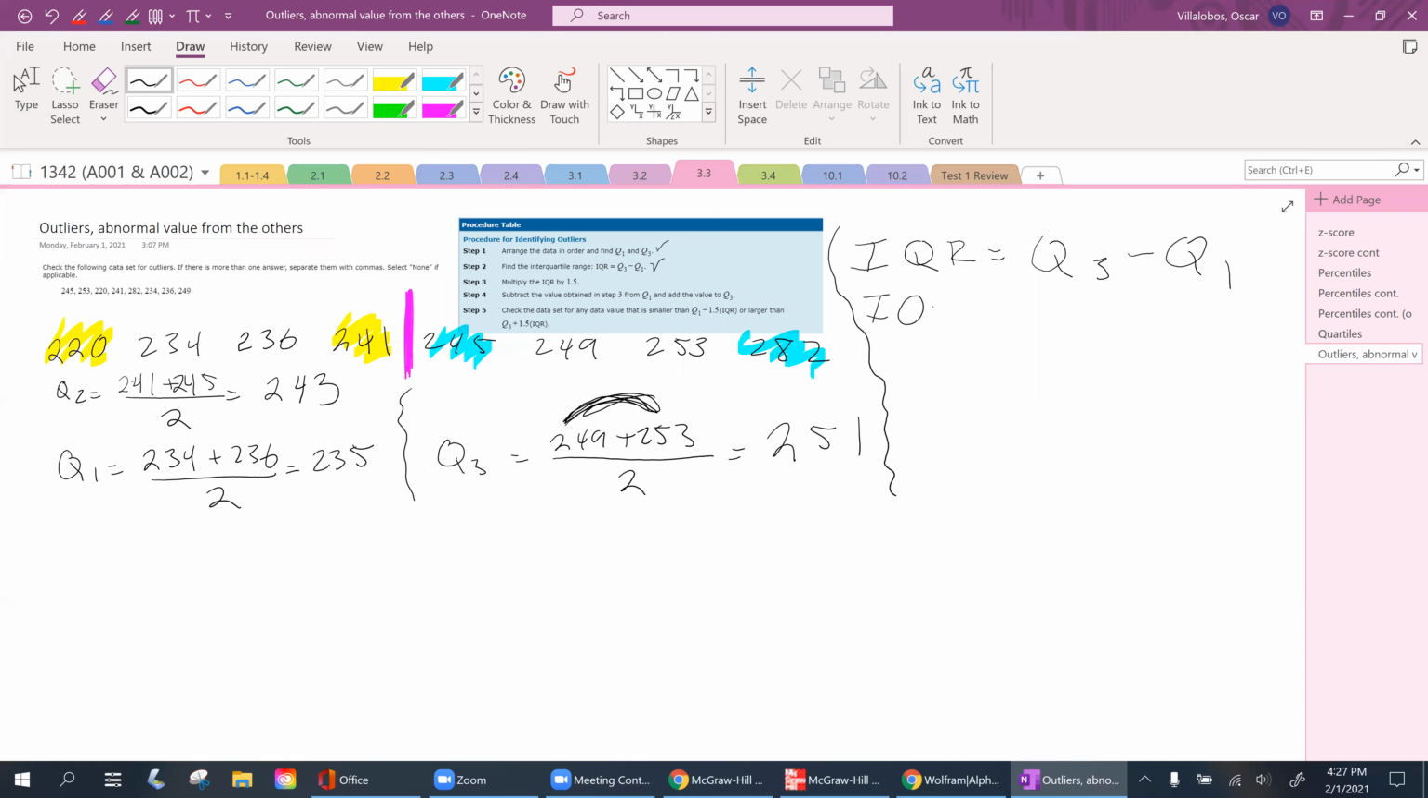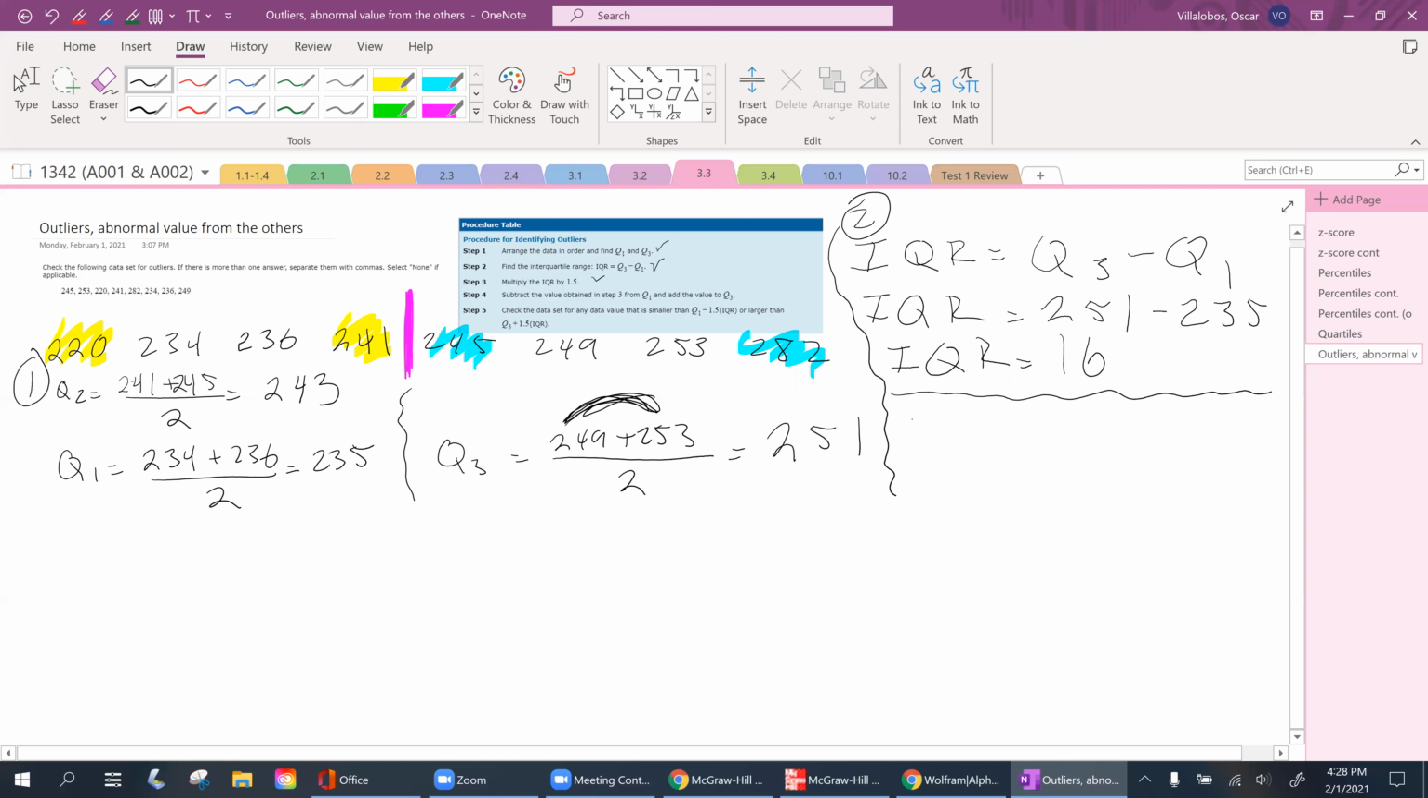So my IQR for this problem is going to be 251 minus 235. So my IQR is 16. Very nice. 16. Awesome. Then step 3. Let's go ahead and label these. Step 1. First part was step 2. Step 3.